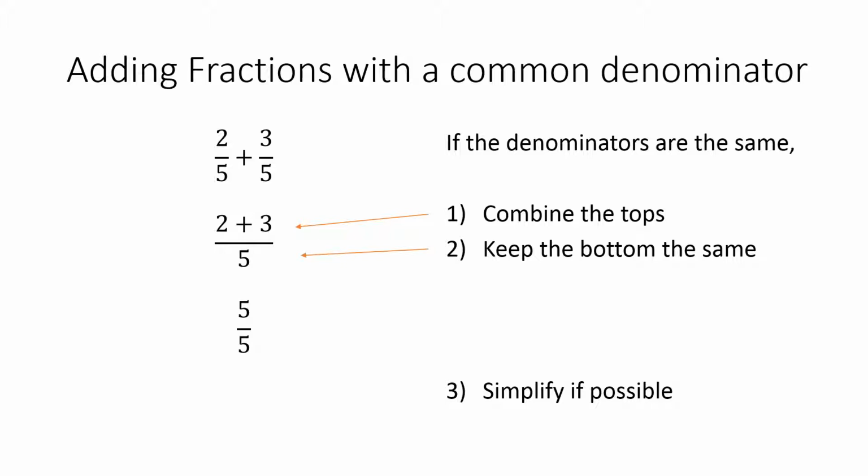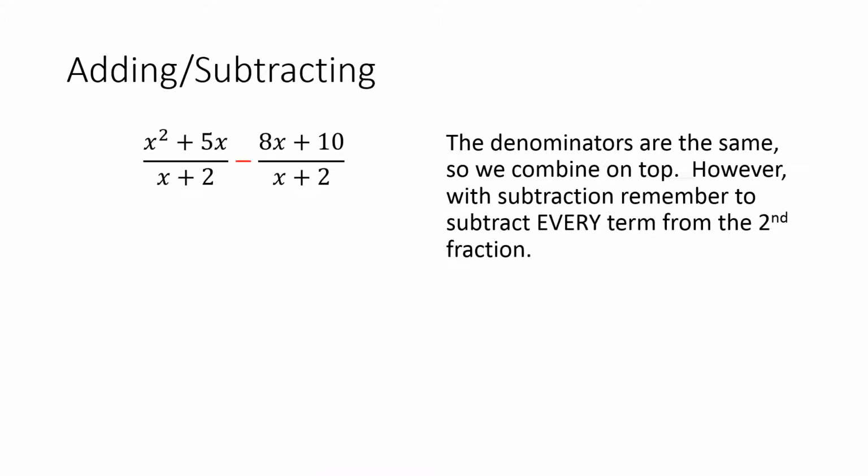And then the last step is just to simplify if possible. And in this case, 5 divided by 5 is 1. Anytime everything cancels, it's equal to 1. So let's take a look at an example that has variables in it. In this case, the variable x.